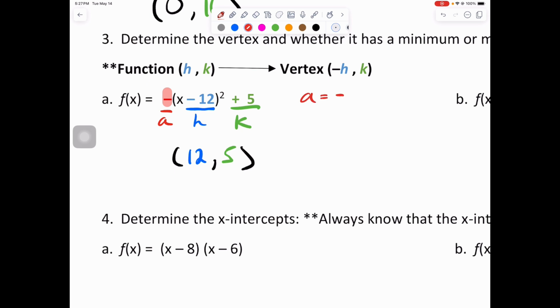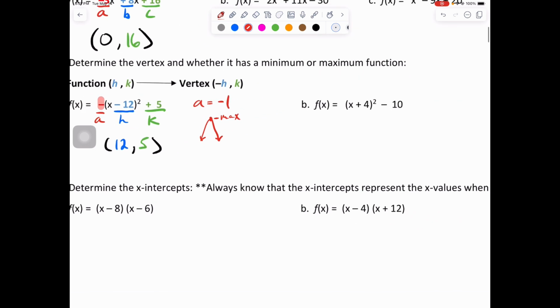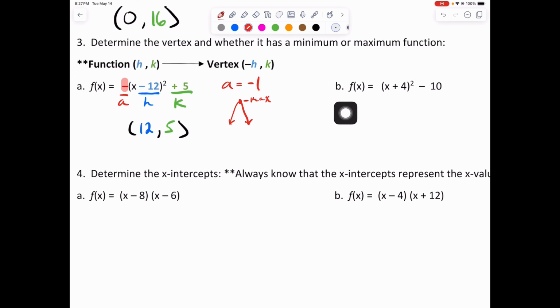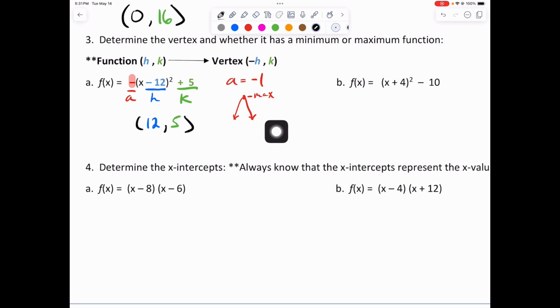So a equals -1. Yes, it will frown, giving us a maximum. And again, at this point in the video, go ahead and pause, look at the example there, and try to work B yourself. And going forward to number 4, determine the x-intercepts.